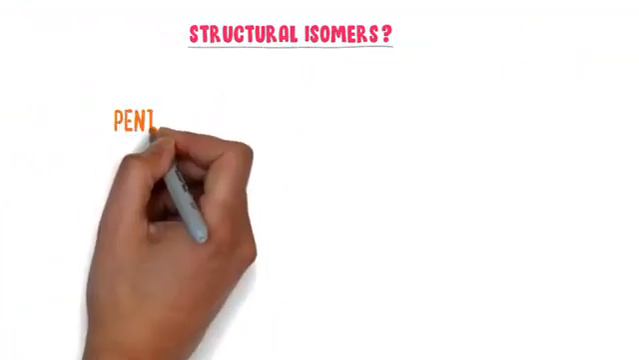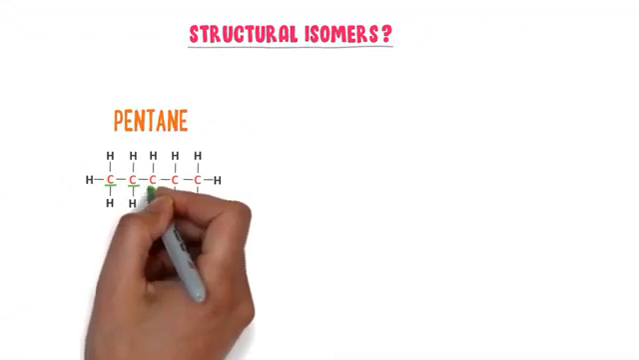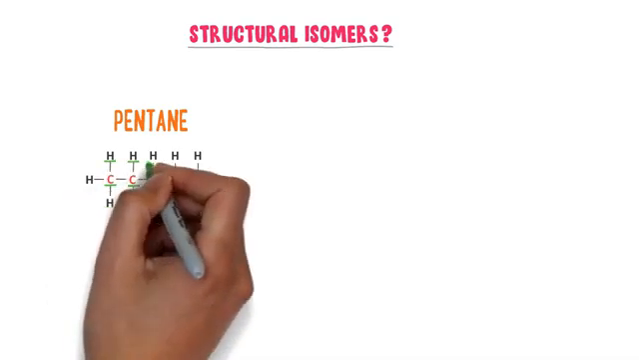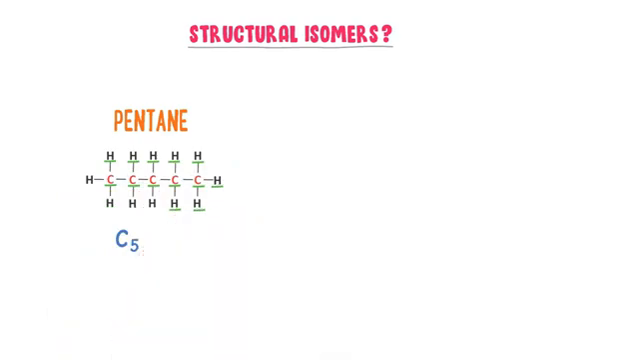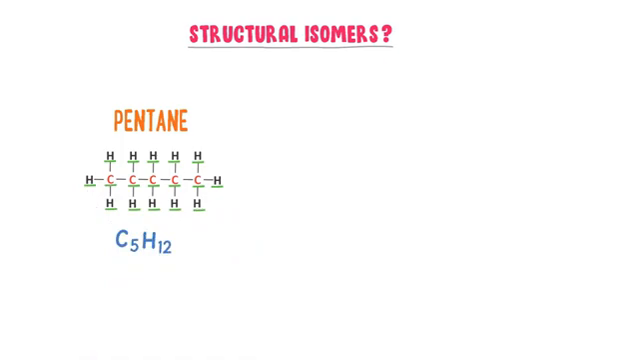Well, consider pentane. Let me count the carbon atoms. 1, 2, 3, 4, 5. So there are 5 carbon atoms. Now let me count the hydrogen atoms. 1, 2, 3, 4, 5, 6, 7, 8, 9, 10, 11, 12. So there are 12 hydrogen atoms. Hence the molecular formula of pentane is C5H12.